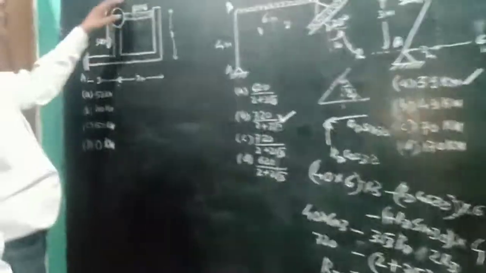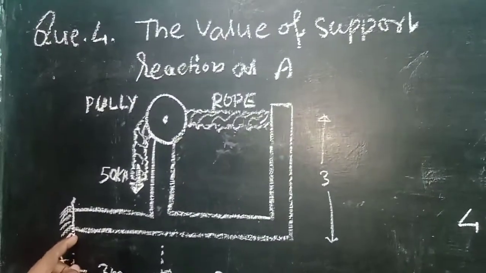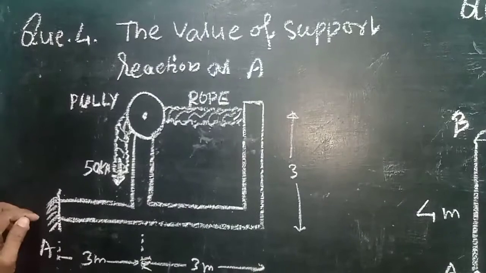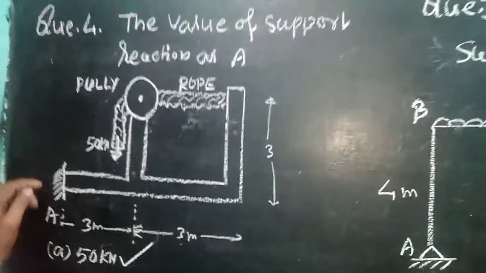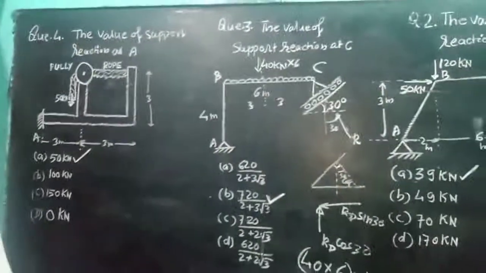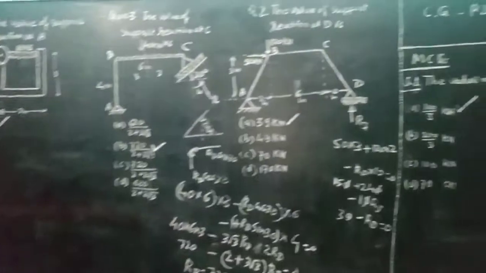Another question: find the value of the support reaction at A. This is point A, but only one force is applied, 50 kilonewton in this direction, so the support reaction at A is equal to 50 kilonewton. The answer to this question can be found directly by using the position of the graph.